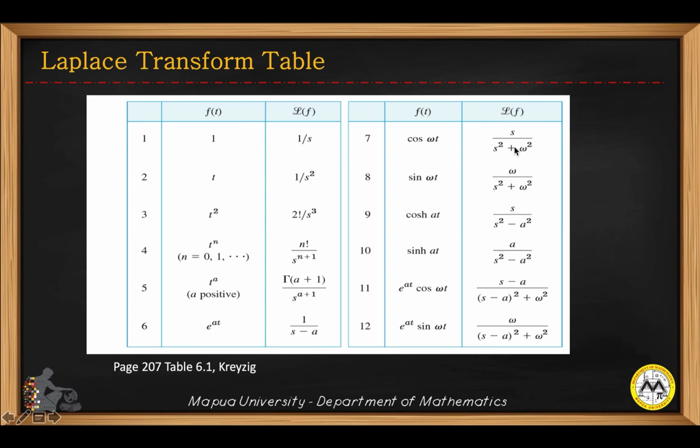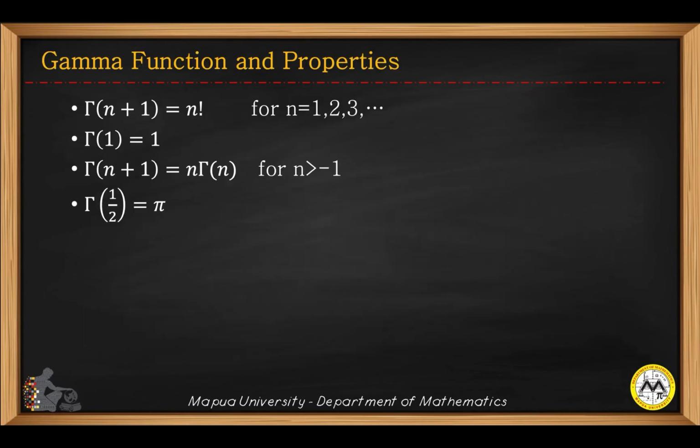And then, this is for the cosine function and sine function. For hyperbolic, we just replace the positive sign here by negative. Now, these two can be obtained using the properties of the Laplace transform, the translation theorem. I'm not going to discuss the definition of gamma, which is also in the improper integral form. So we just focus on the properties.